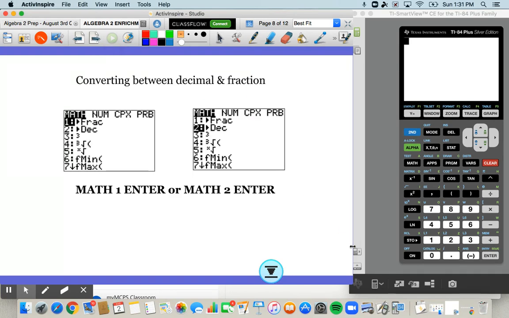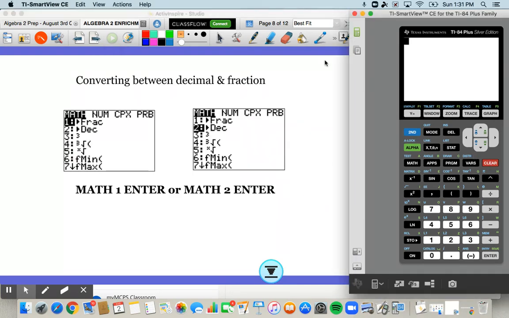Let's see, what else? Converting between a fraction and a decimal. This one might be familiar to you guys. So let's say I do 2 divided by 3. It's not, the answer 2/3 is not really 0.66666666667, right? My calculator's rounding it. My calculator just can't hold it, so it's rounding it on that last decimal.